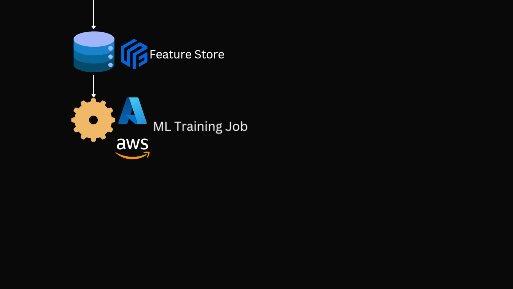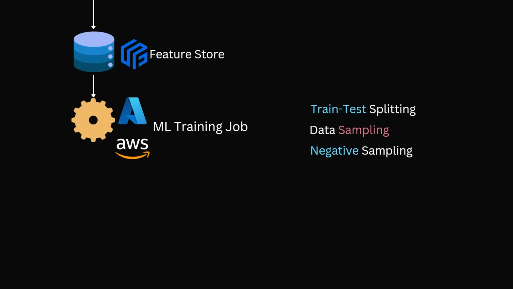It fetches the latest features from the feature store and performs the final transformation steps. Train test splitting with attention towards temporal boundaries. It will handle data sampling to manage the massive scale of user movie interactions. We will further implement negative sampling, where for each positive user movie interaction, the pipeline intelligently samples negative examples to maintain a realistic distribution. This job will train and test the model.